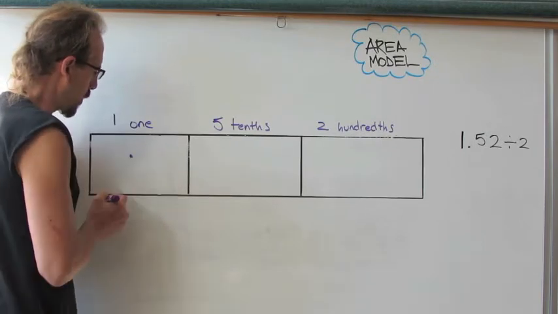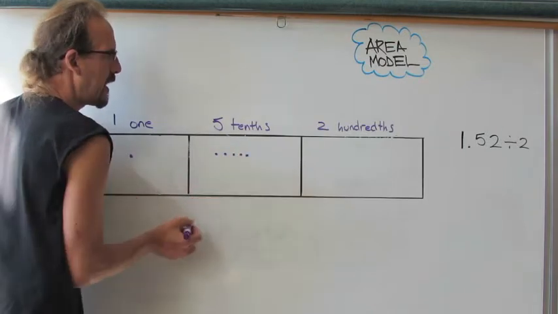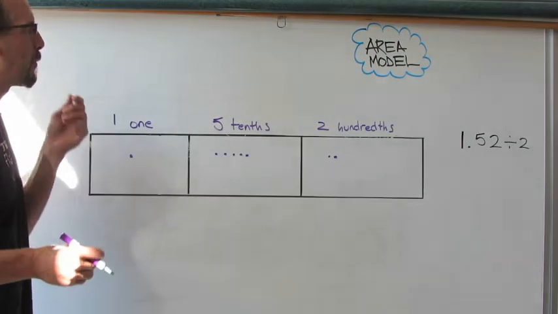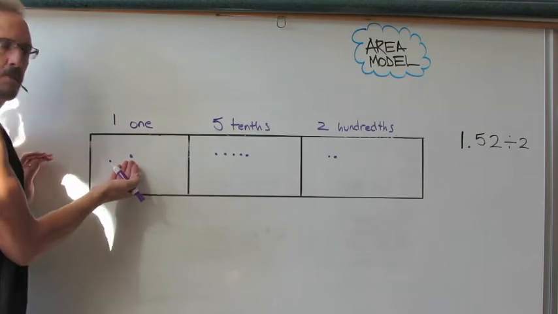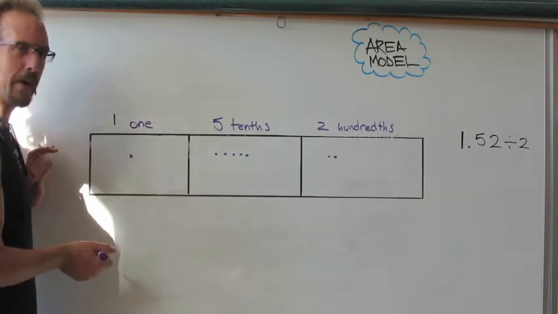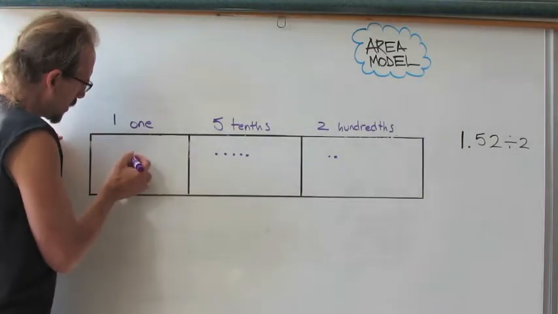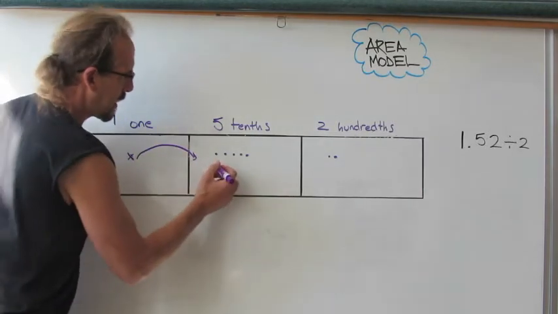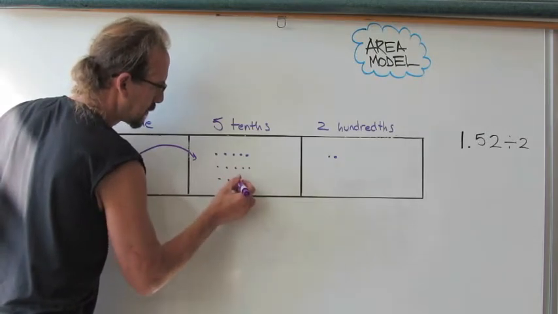So here I've got my 1, here are my 5/10, and here are my 2/100. And now what I'm going to do is I'm going to start dividing. And I want to divide this by 2. But I don't have enough to divide by 2 here, so I'm going to rename this as a number of tenths. So I'm going to cross this out, and I'm transferring it over here, and for that I get 10/10.